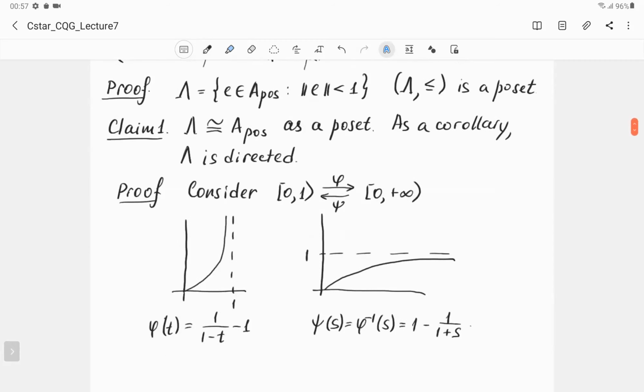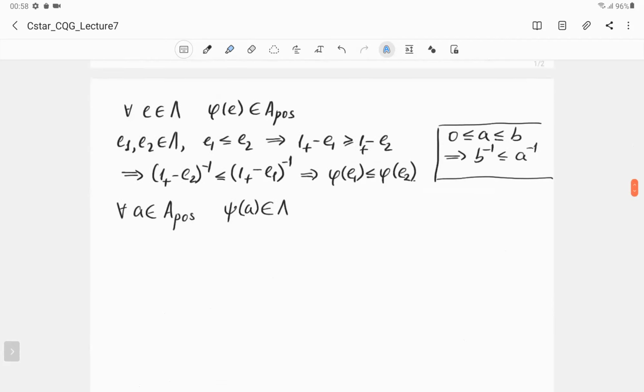So look at this picture. The spectrum of psi of A is contained in this half interval. So the spectral radius is strictly smaller than 1. And since the element is self-adjoint, the norm is also strictly smaller than 1. So this holds by the spectral mapping property.